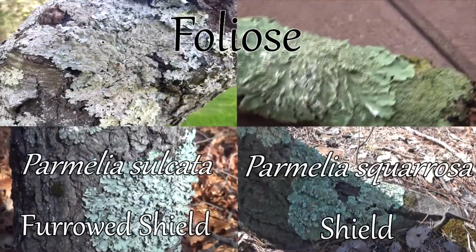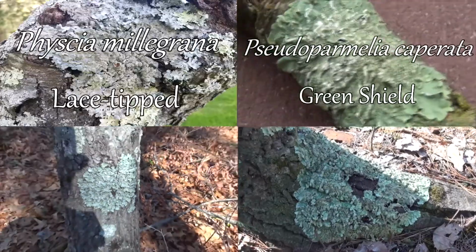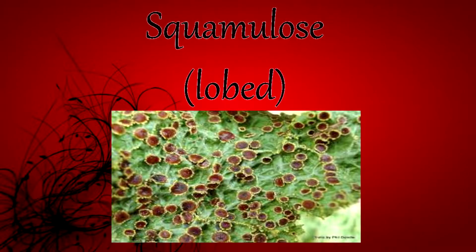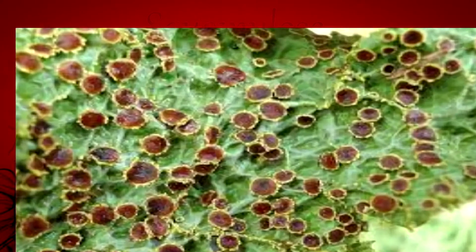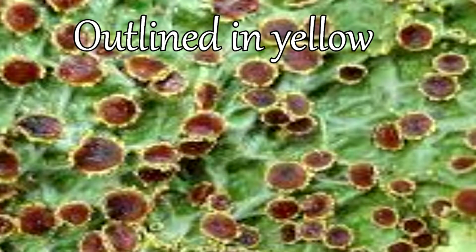The leafy lichens are foliose, which are mostly genus Parmelia, which are shield lichens, and Physcia. There is a fourth type called squamulose, or lobed, that is considered to be the intermediate between crustose and foliose. They are known for their squamules. What? Don't worry, that will be explained in the next section.